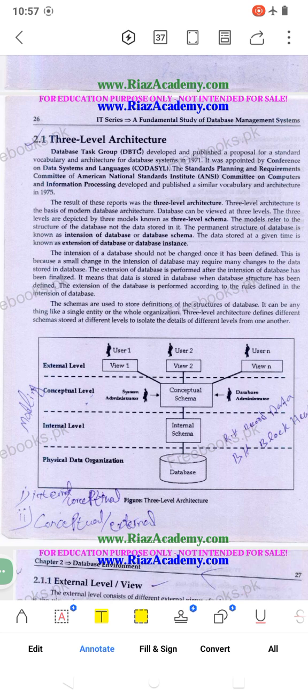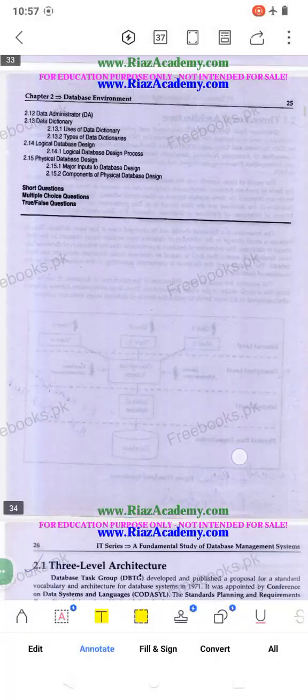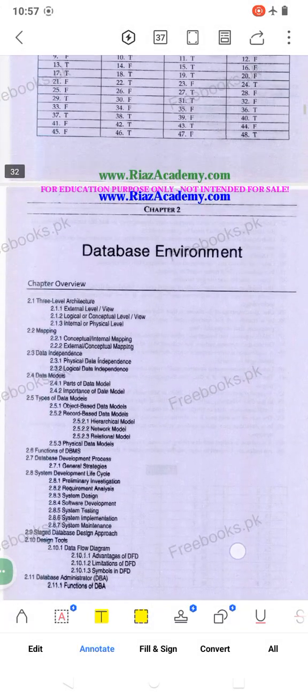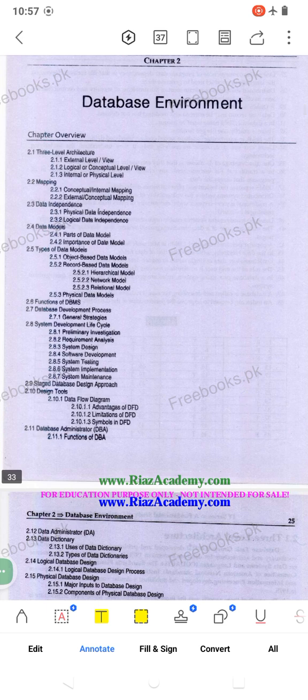In today's lecture we are going to explore chapter 2, that is our database environment. Here is the table of contents of chapter 2. Section 2.1 is the 3-level architecture, and next we have 2.2, that is mapping, data independence, data models. In this lecture we have to deal with these.